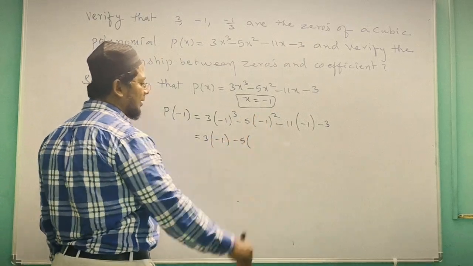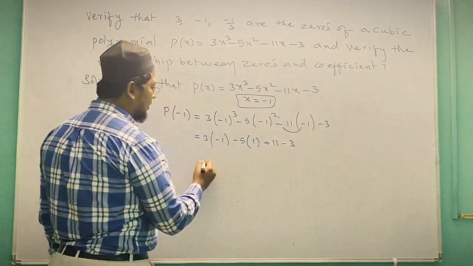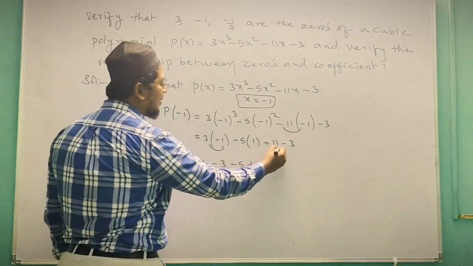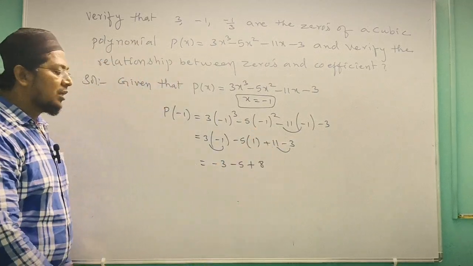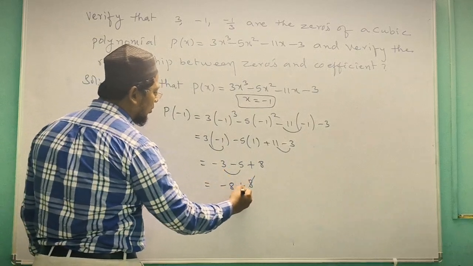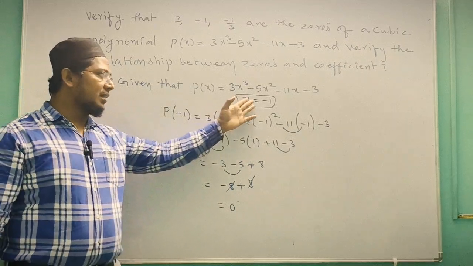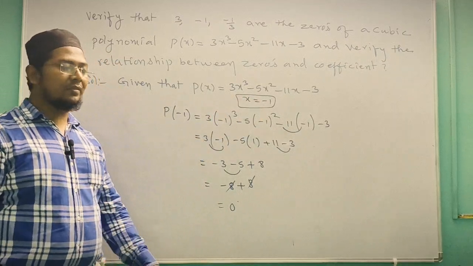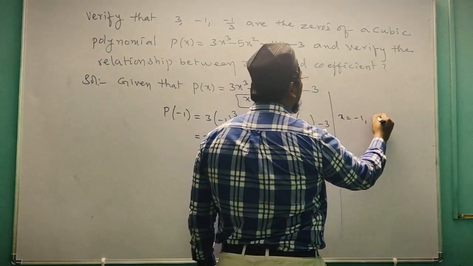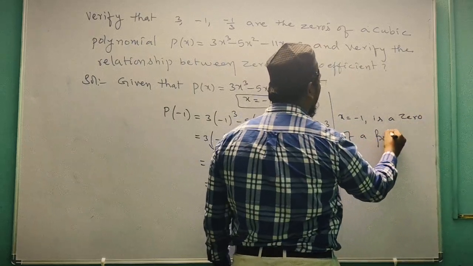Minus 5, minus multiplied even times is plus 1. Minus into minus is plus, minus 3. So multiply plus into minus. Minus 3 minus 5 plus 11 minus 3, what? 8. Both have negative sign, minus 3 minus 5, what? Minus 8 plus 8. Both cancel, what we have? 0. Clearly we have seen that x is equal to minus 1 is a zero of the polynomial. x is equal to minus 1 is a zero of the polynomial.